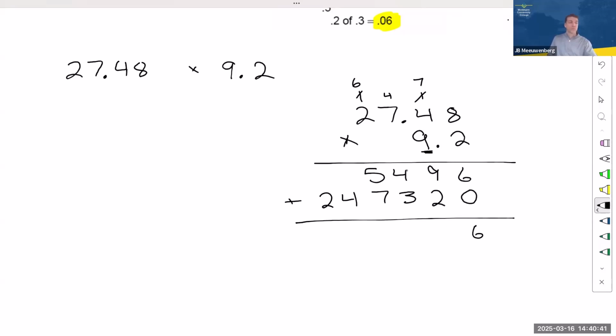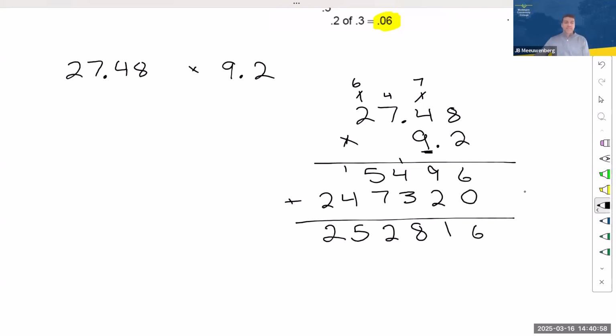And then we add. 6 plus 0 is 6. 9 plus 2 is 11. There's the 1. Carry the 1. 1 plus 4 plus 3 is 8. 5 plus 7 is 12. There's the 2. Carry the 1. 1 plus 4 is 5. And 2 plus nothing is 2. So we have a pretty big number right there.